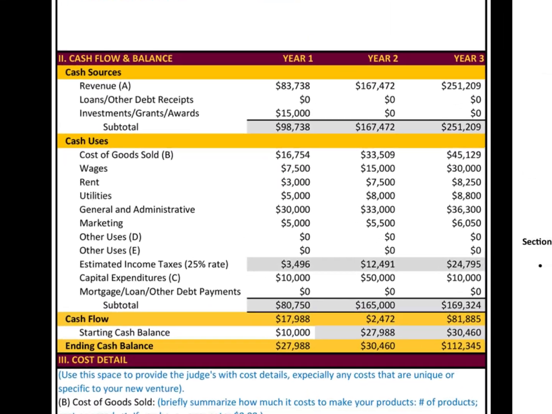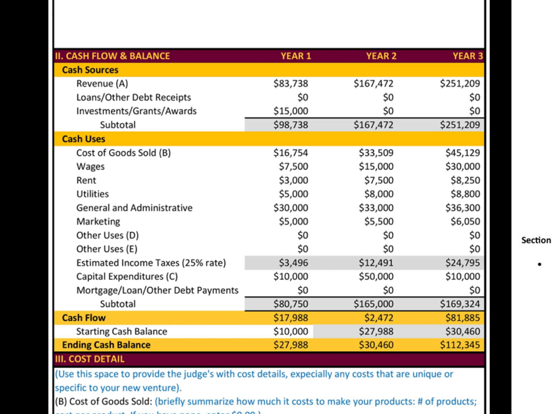When we look at the revenue, if I'm selling products, maybe I've sold $83,738 worth of product. Okay, fine, put that in there. From year 1 to 2, it's just an estimate, right? Year over year growth that you estimate will happen. Most of you will keep loans, other debts, 0. So don't put anything there.